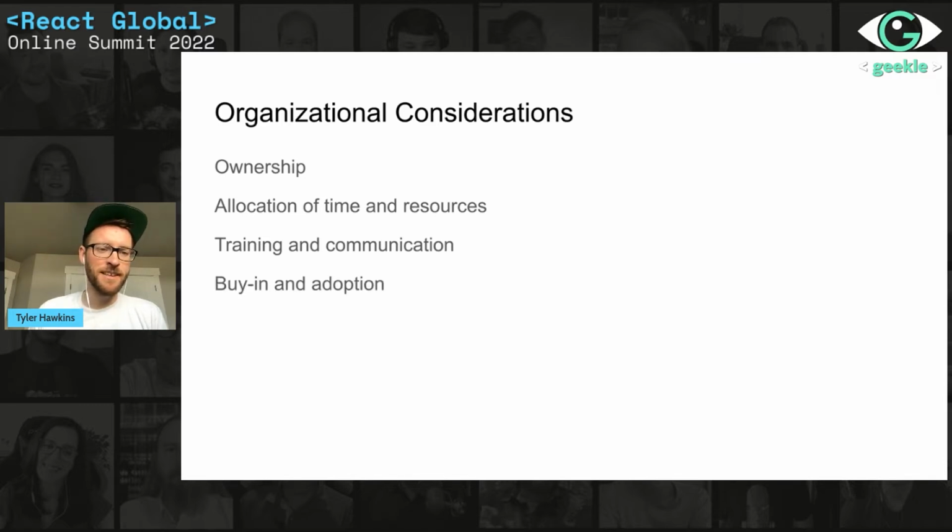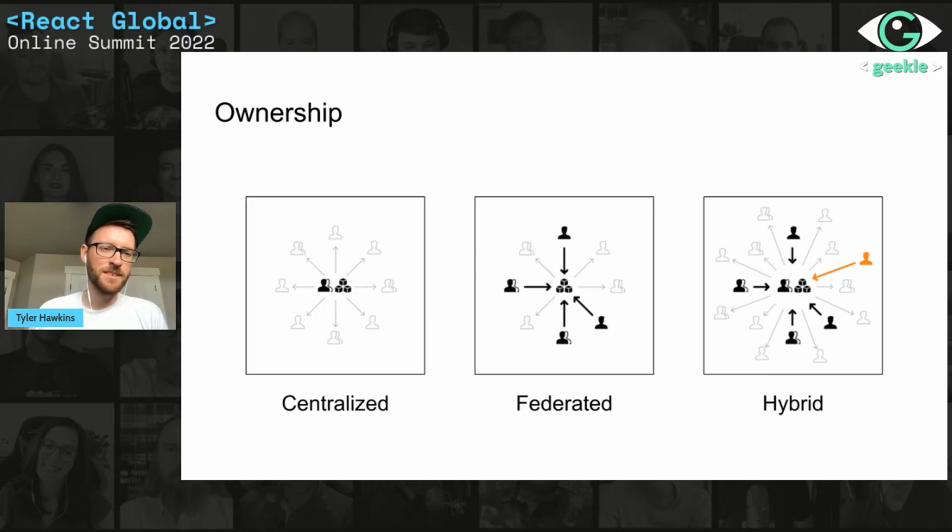And then finally, things like buy-in and adoption. How do you make sure that your design system is actually being used, and that people are not just continuing to build things on their own without the design system? So let's look at some of those. Let's consider some of those organizational problems. So the first is with ownership.